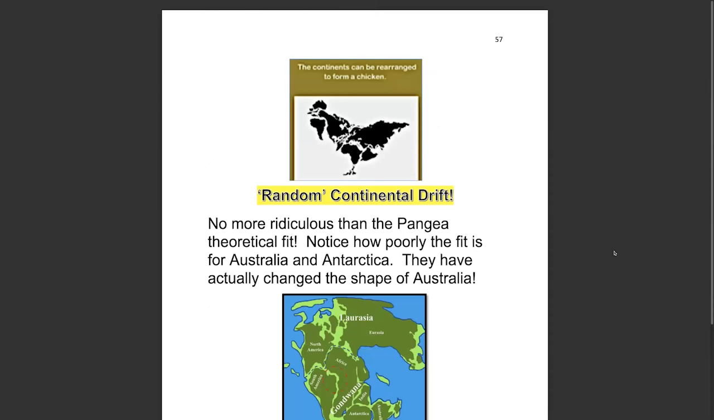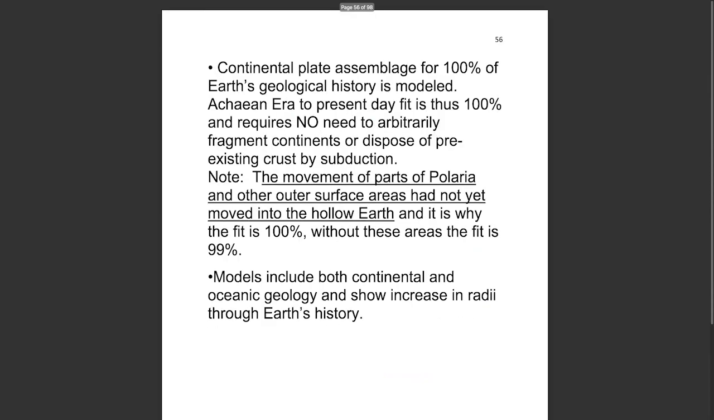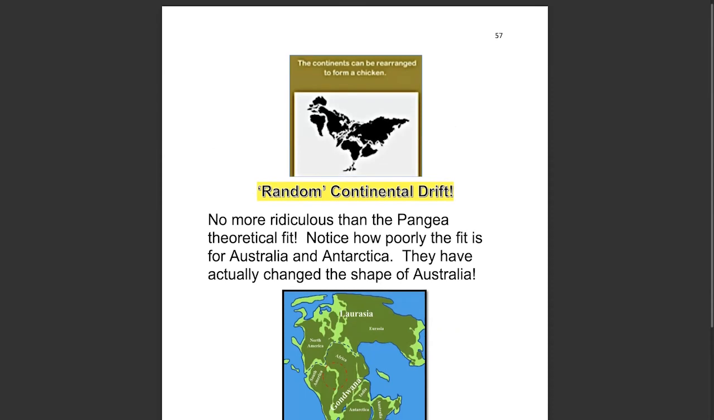So let's look at this. This is really random continental drift. Okay, so yeah, there's random continental drift. You can assemble Pangea any way you want. Let's make it look like a chicken, but that's what it is. It's a chicken of a theory. I don't buy it. Sorry. Not only that, it's ridiculous.